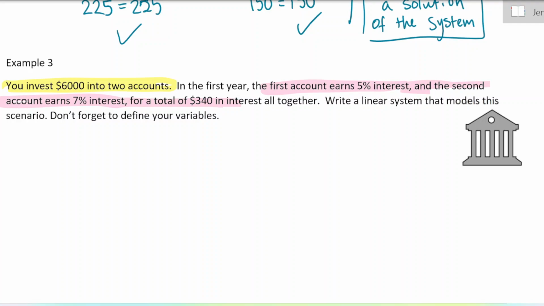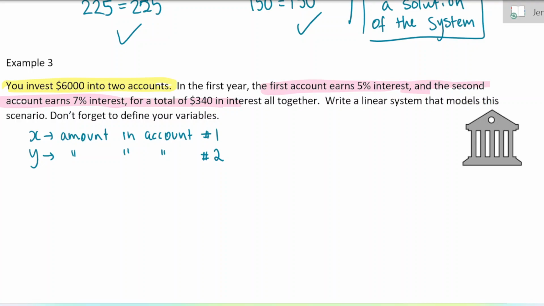Write a linear system. So we have 2 accounts here. The default letters I always go to are just X and Y. So X is going to be the amount in account number 1. And Y is going to be the amount in, if you use those little symbols there, it just means the same, so amount in account number 2.